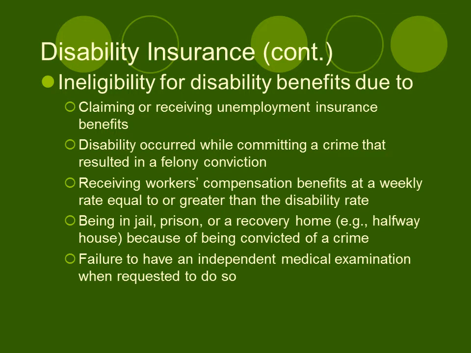Now, there's a process that involves receiving disability benefits. The next slide talks about what makes you ineligible. I have all of them listed here, and the very first thing listed is claiming or receiving unemployment insurance benefits. Basically, you can't be receiving unemployment insurance benefits and want your disability benefits as well. You can do either, but you can't do both. Other things listed here include committing a crime that results in a felony, receiving workers' compensation, being in jail, prison, or at home recovering, or in a halfway house because of a crime you committed, or failing to have your medical exams done.